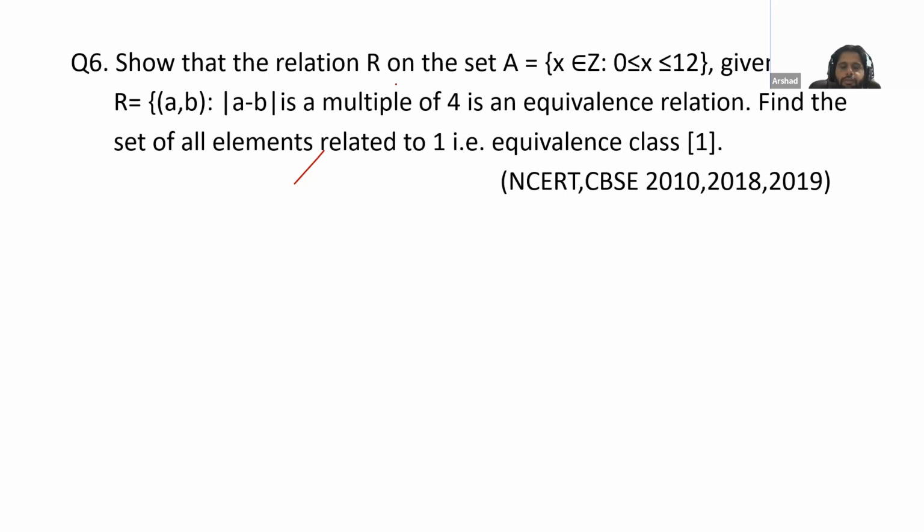Okay, then this is also a very good question. You can see here, this is of NCERT and came in CBSE 2010, then 2018, then 2019. So we can say this is a very, very important question. Please try to solve this question. This is your set, x is an integer, and the value of x is from 0 to 12, given by a minus b is a multiple of 4.